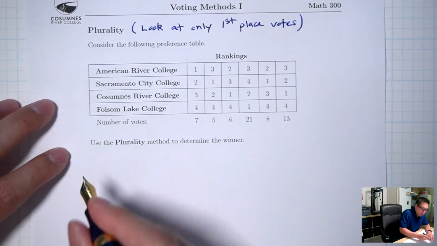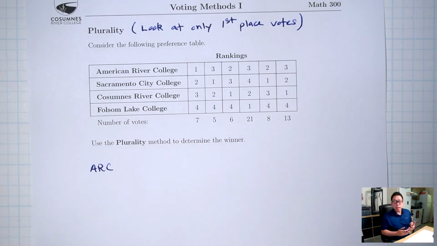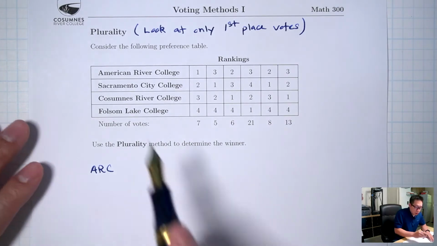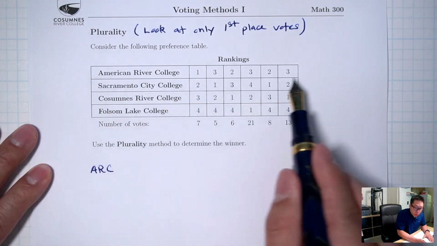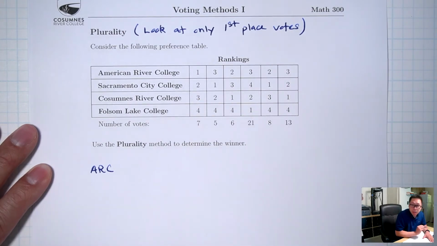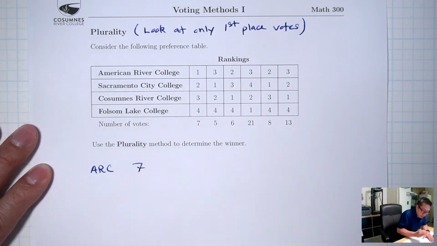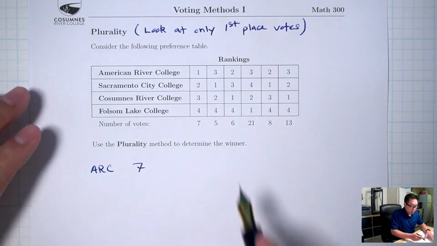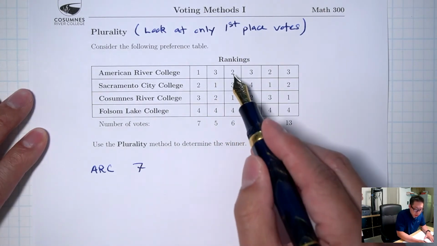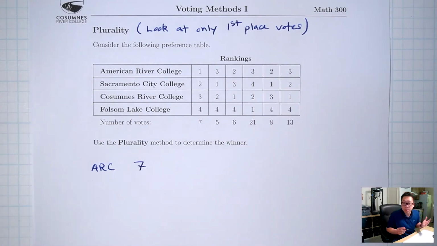So for ARC, the question is, how many people voted ARC first place? In the ARC row, look for the 1s. There's a 1 right here. These 7 people voted ARC first place, and that's it. So ARC gets 7 votes. These 5 people voted ARC third. These 6 people voted ARC second. These 21 people voted ARC third. So there are no more first place votes.